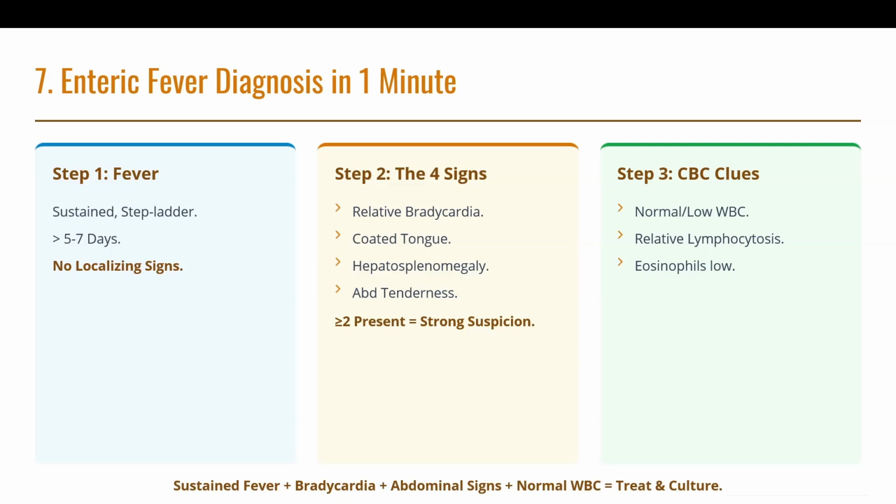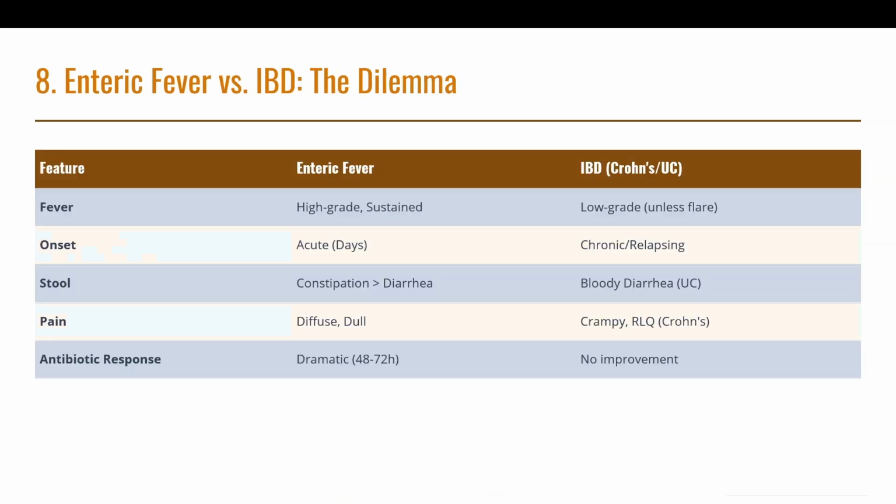On CBC, there will mainly be normal or low WBC as discussed previously. There can be relative lymphocytosis instead of neutrophil dominance. Eosinophils may be low or even zero in case of enteric fever. So in these kinds of patients, obtain cultures, blood cultures, and then start treatment.